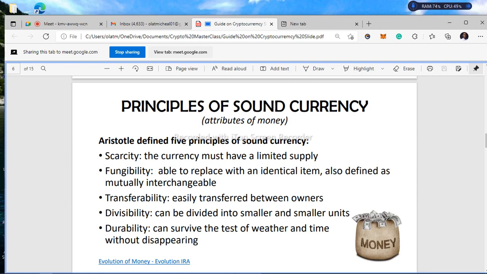So the first one is scarcity, and it was defined by Aristotle, a principle of money. Then fungibility, that means able to replace with an identical item, can be interchanged, you can exchange it for another. It must be transferable. Then divisible, that means you can divide it into smaller units. And lastly, it must be durable.